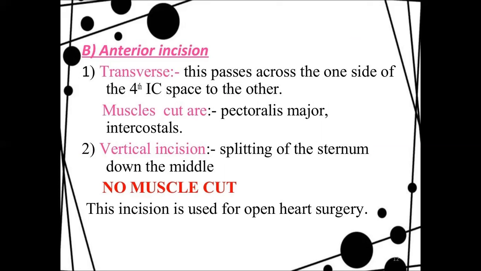Anterior incisions. First, transverse: this passes across from one side of the intercostal space to the other. Muscles cut are pectoralis major and intercostals. Second, vertical incision: splitting of the sternum down the middle. No muscle is cut. This incision is used for open heart surgery.